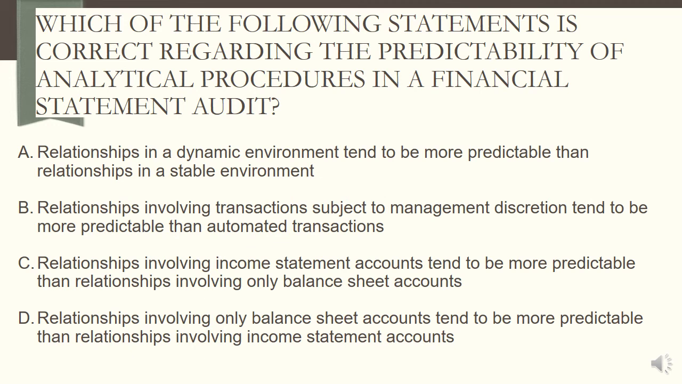And let's look at A. Relationships in a dynamic environment tend to be more predictable than relationships in a stable environment. And we know that's not true. Predictability and stability almost go hand in hand. A dynamic environment would be the opposite of that. So again, the correct answer is C.